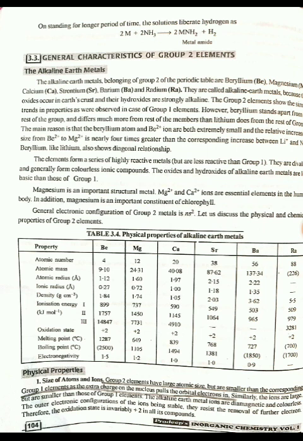The elements form a series of highly reactive metals but are less reactive than group 1. They are divalent and generally form colorless ionic compounds. The oxides and hydroxides of alkaline earth metals are less basic than those of group 1. Magnesium is an important structural metal. Mg2+ and Ca2+ ions are essential elements in the human body. In addition, magnesium is an important constituent of chlorophyll. The general electronic configuration of group 2 metals is ns2.